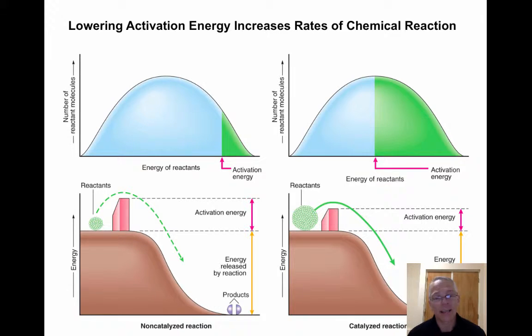We talked about in class how these graphs on the top here, showing the distribution of the different kinetic energies of molecules in a sample of matter, explained why you get an increase in the rate of a reaction when an enzyme is used. That enzyme lowers the activation energy, and it means that at a given temperature, at a given average kinetic energy, you're going to have a lot more molecules that have sufficient energy to react.